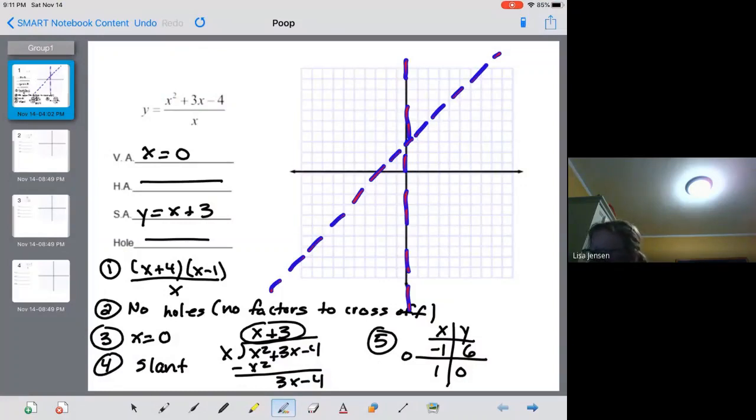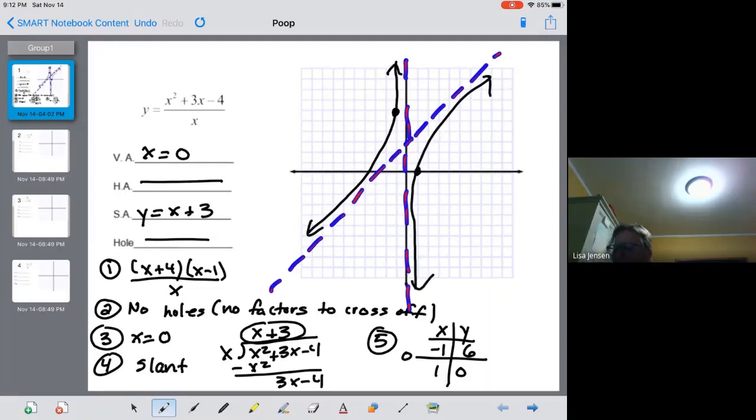So if you remember, we had -1, 6. We're just going to finish plotting that: left one, up 6. Let's see, 1, 2, 3, 4, 5, 6. And then right 1, 0. And we're going to make a curve. Okay? All right.